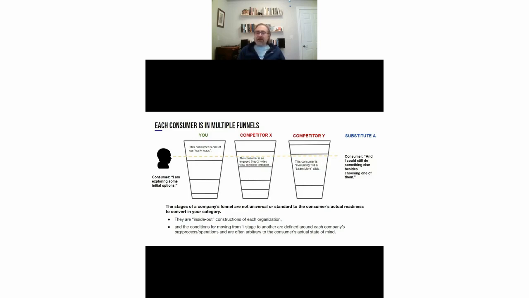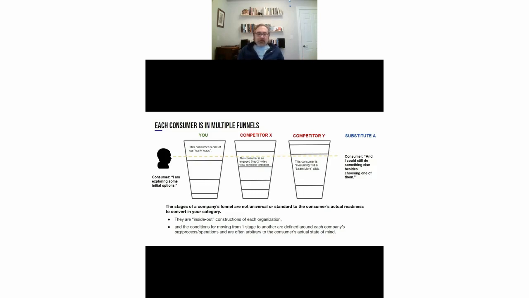Competitor Y has a very narrow top of the funnel, doesn't take a lot to get out of the top of the funnel, has a pretty narrow second area of the funnel, evaluation. Now, oh, this consumer is evaluating because they looked at a learn more click, right? So we've got three competitors, each saying that the consumer is at different depths of their funnel, while the consumer on their journey is in the exact same point of consideration with all of these. And then finally, the customer is also saying, well, I could still do something else besides choosing any of these, right?